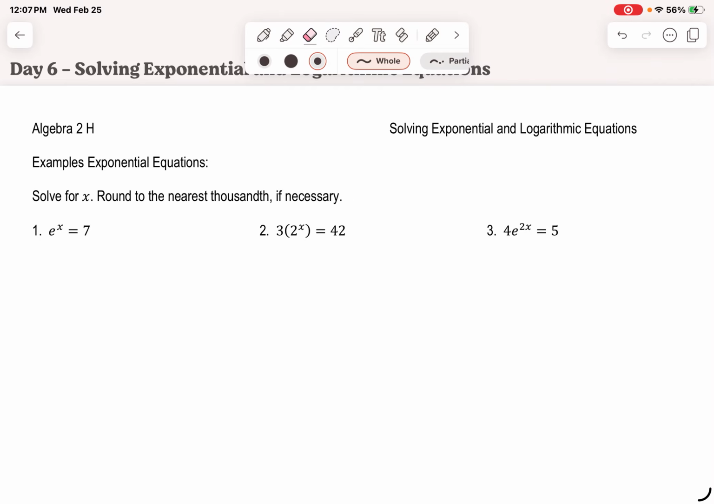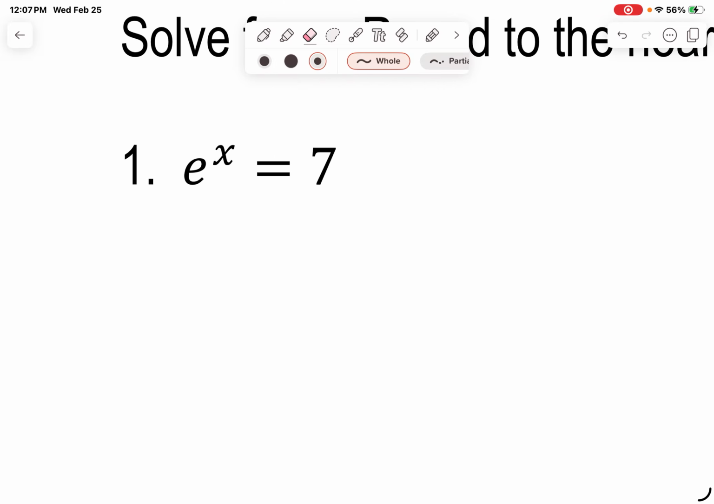So this says solve for x. So it's e to what power gives me 7. Remember, e is just a number. It's a number in between 2 and 3, approximately 2.7. But we don't know what power we bring it to get 7, and we can't rewrite them as the same base. So what we're going to do here is use logarithms to solve this.